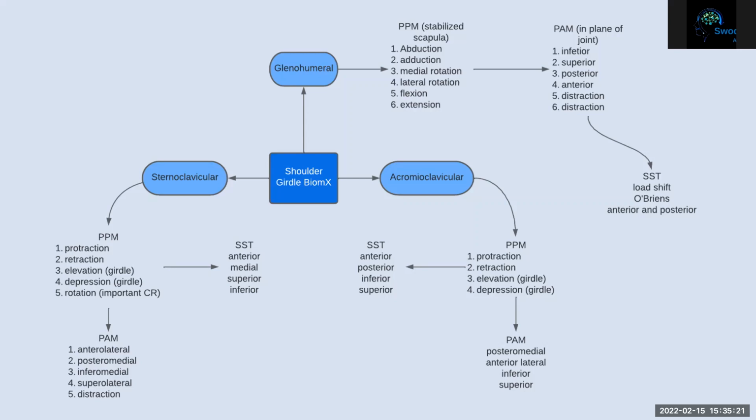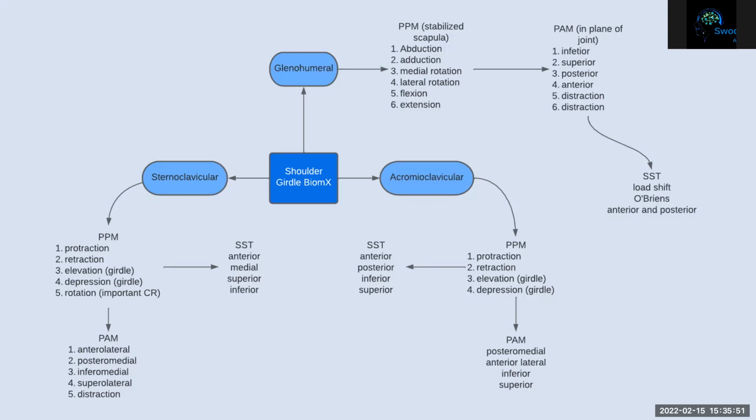For the SST for that, this will be an anterior, posterior, inferior, superior glide. For the PAM, it'll be posteromedial and anterolateral, and still inferior and superior, but you're looking for different things now. For the PAM, you're looking for a reduction in movement. In the SST, you're looking for increased movement, noises, and so on. And again, the quadrant test can be used for this. The quadrant test, I won't tell you what joint's in trouble in this type of complex.